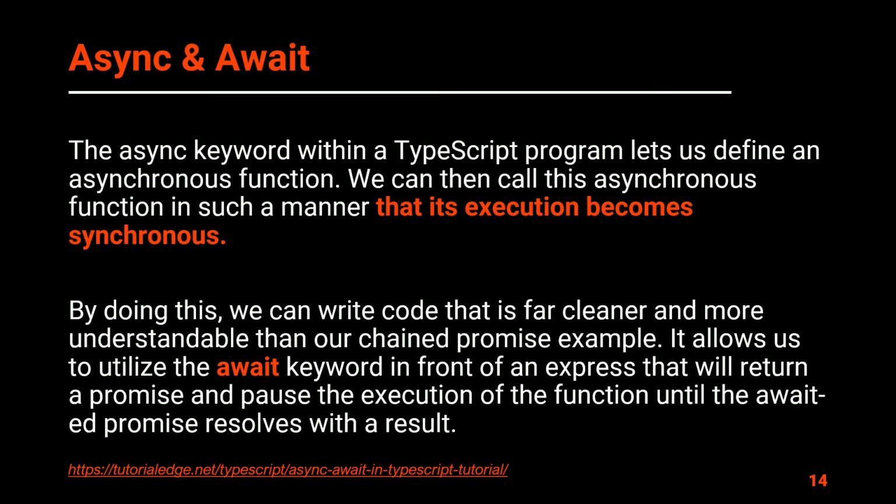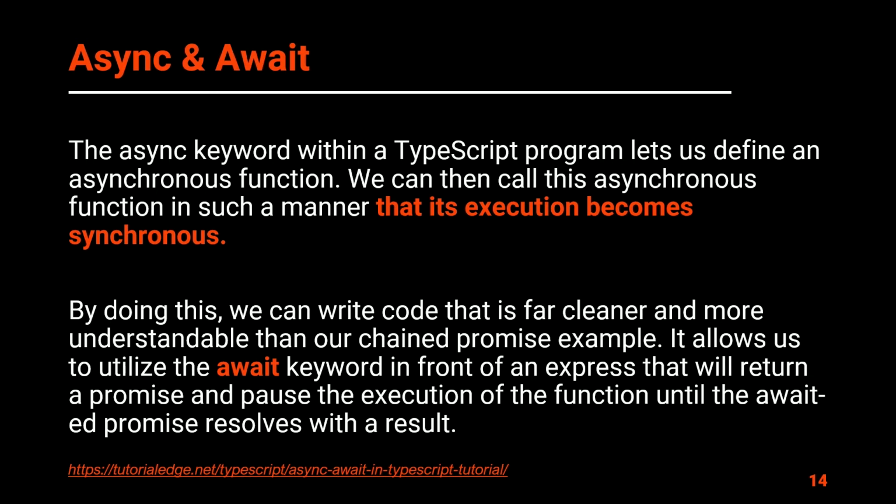By doing this, we can write our code that is far cleaner and more understandable than our chained promise example. It allows us to utilize the await keyword in front of an expression that will return a promise and pause the execution of the function until the awaited promise resolves with a result. So the key thing here is we're going to use something called the await keyword, and when we have the await keyword in front of an expression, behind the scenes, it's going to wait for that expression to resolve itself, whether that's with a result or an error, before moving on to the next step in the program.